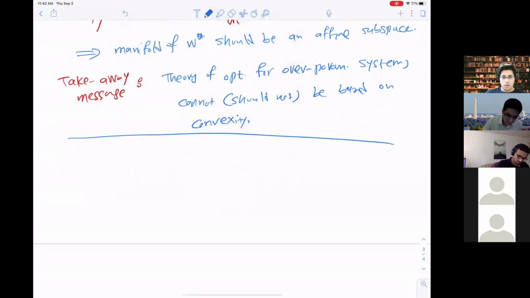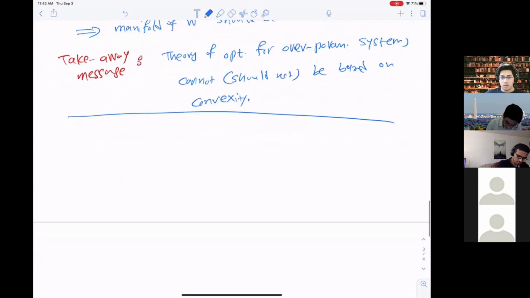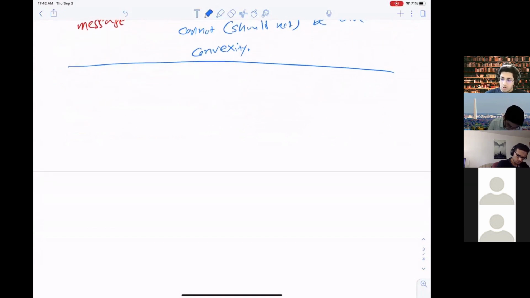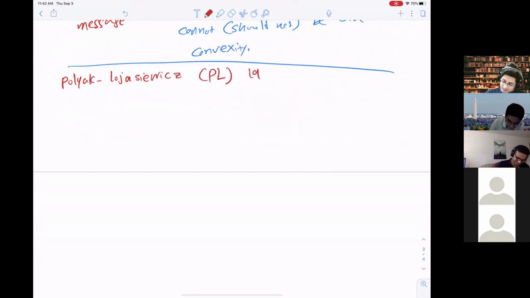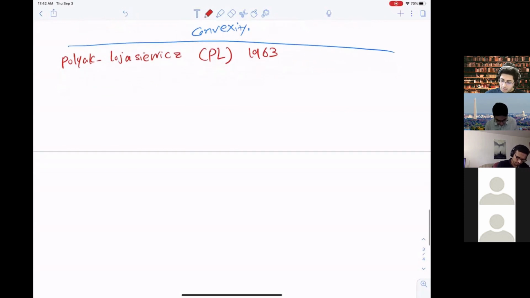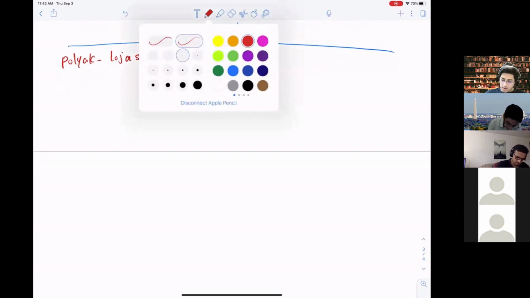All right, now we cannot use convexity. Then what can I use? So let me also look at the time. Okay, so instead of convexity, we are going to use some results called PL conditions. Polyak, I'm not going to dare to pronounce the second name, so I'm going to refer to the whole thing as PL conditions. It is a result from 1963.